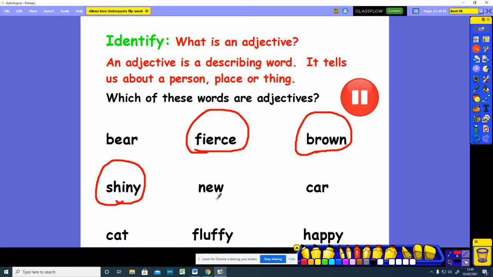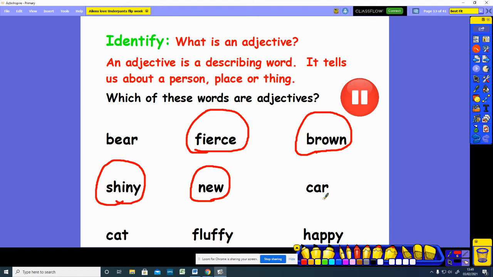New. Is new a describing word? Yes, it is. It tells us something about something. It tells us about the age of a thing. So if I say I have a new watch, you know that my watch is not old. It is new. It's something that I've only just got. It's a describing word. It tells you something about the watch.